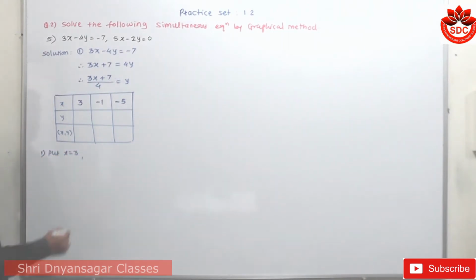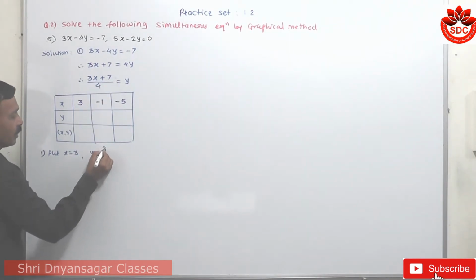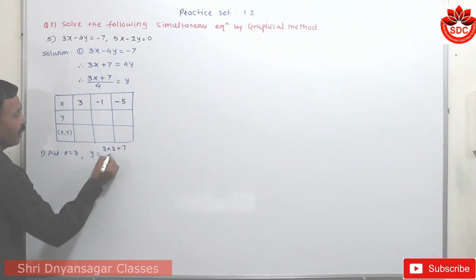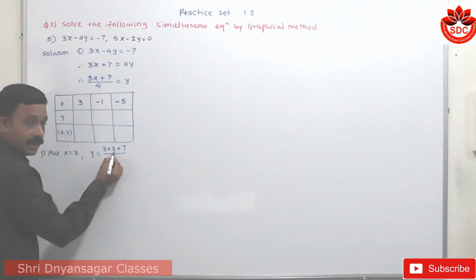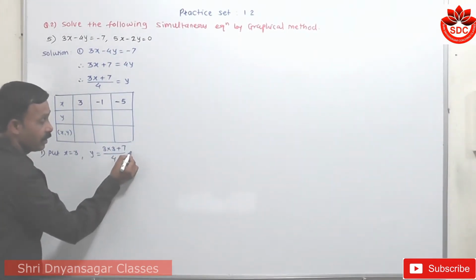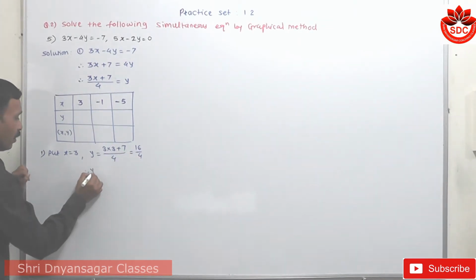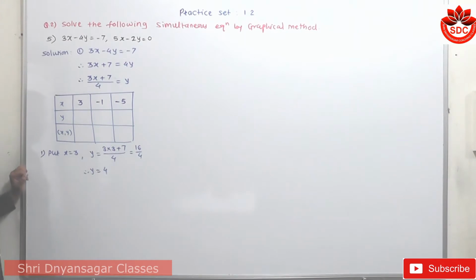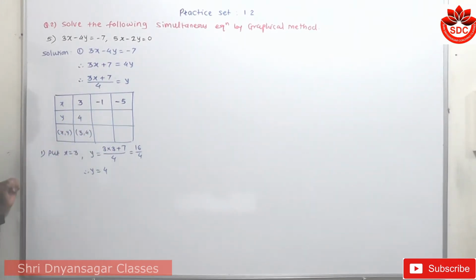In this equation, y is equal to 3 into 3 plus 7 upon 4. 3 3s are 9. 9 plus 7 is 16 upon 4. That means the value of y is equal to 4. That means first we get the whole numbers 3 and 4. We can draw them easily on the graph paper. So I have to take the numbers this way.